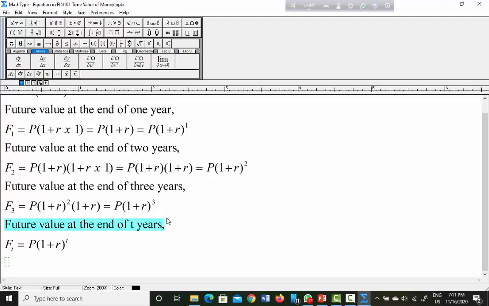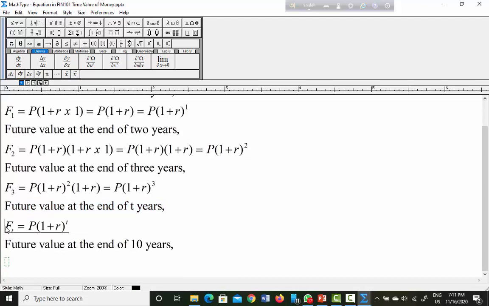So what will the future value be at the end of 5 years, or maybe 10 years? If you want to find the future value after 10 years, t will be equal to 10, so the power will also be 10. This way we get the future value formula for compound interest.